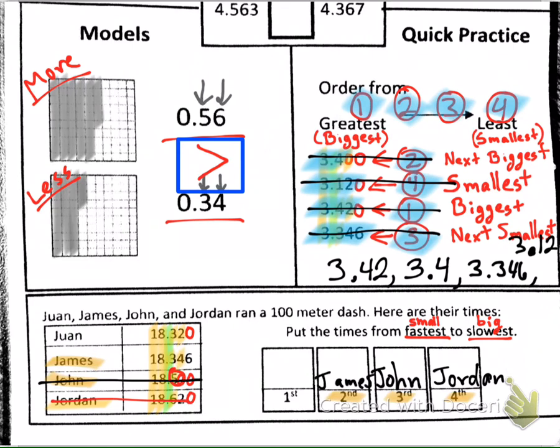So I'm going to put James there, and that means that Juan had the smallest amount of time, and that means he won the race because he was the fastest. He got there in the smallest amount of time. And that's it. That's how you compare and order decimals by using these quick steps.